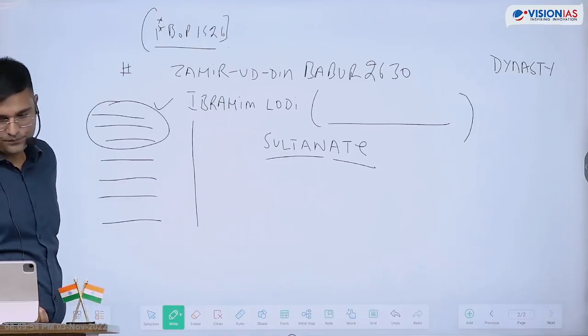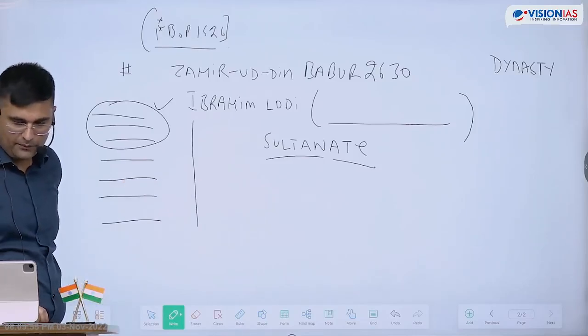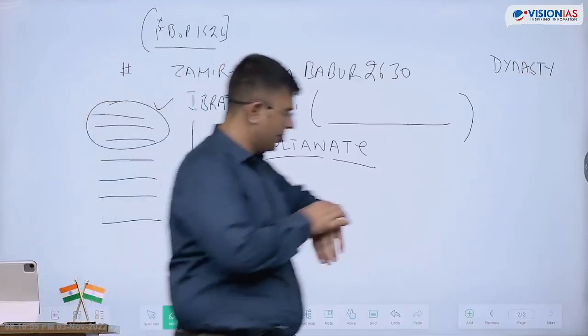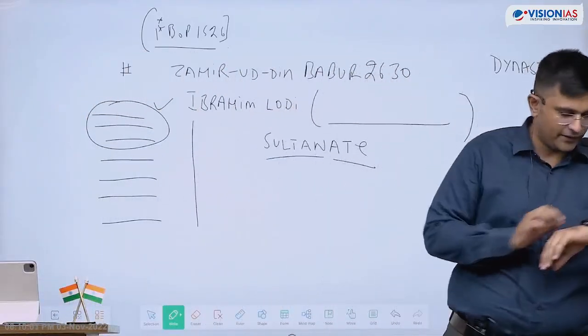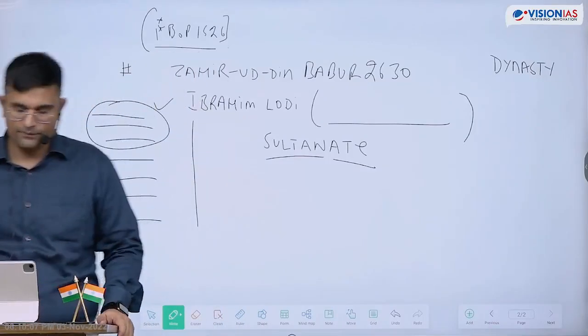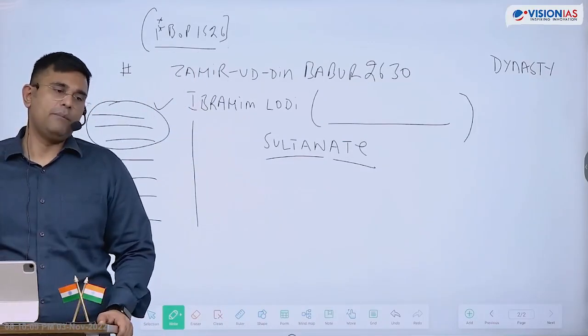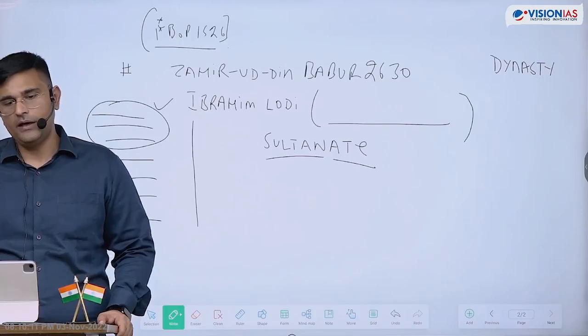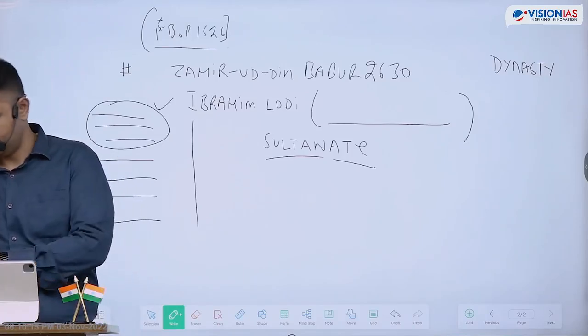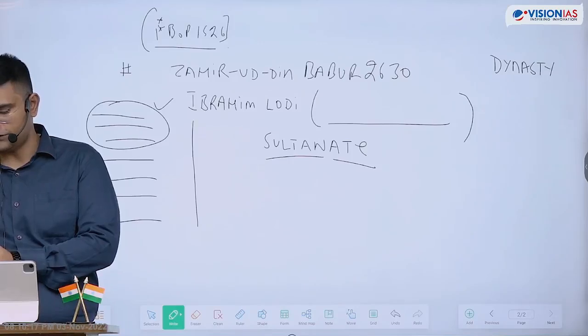Write down. Fought between Zainuddin Babur and Ibrahim Lodi. Lodi dynasty was last empire of Delhi Sultanate, brackets closed. Next, Babur, next point, next sub point. Babur 2630.